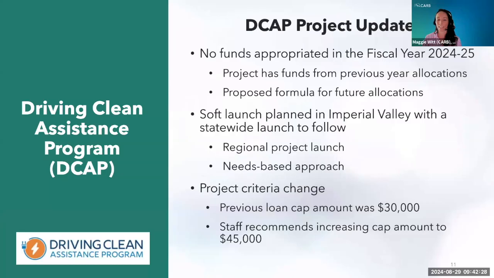First up, the Driving Clean Assistance Program, or DCAP. For funding year 2024-25, no funds have been appropriated. However, the project still has funds from prior year allocations. Additionally, there will be a proposed formula for future allocations that I will discuss on the next slide. As for project launch, a soft launch is planned for late summer 2024, starting in the Imperial Valley region. Then the project will continue to roll out region by region across the state. DCAP remains committed to a needs-based approach throughout all phases of its upcoming launch.